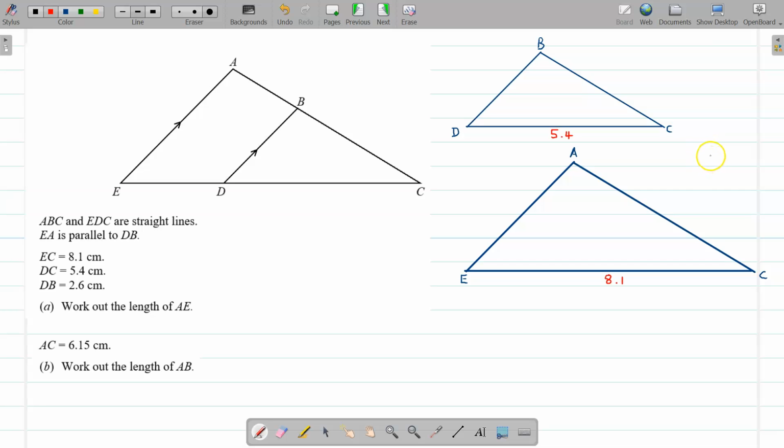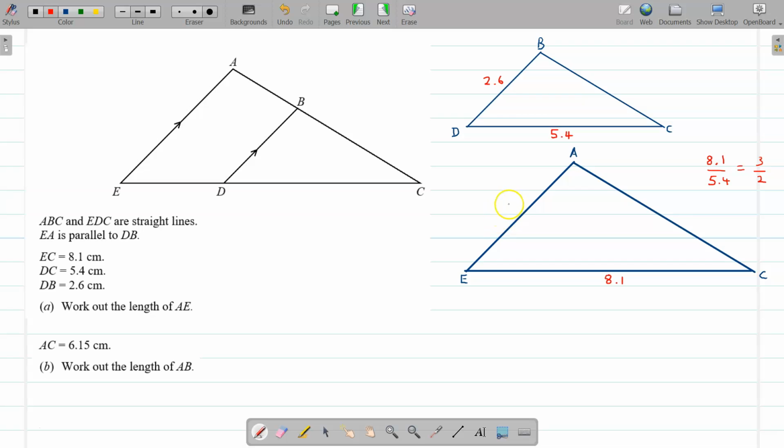So to get from the small one to the large one, I'm multiplying by 8.1 over 5.4. And if you work that out on the calculator or without the calculator, it's 3 over 2. So basically it means that all the lengths on this triangle, the bigger one, the outside one, are 1.5 times the size of the ones on the small triangle. And that's going to be really useful now. So I'm going to put here that EC is 8.1, DC is 5.4, and DB is 2.6, which is this one here.